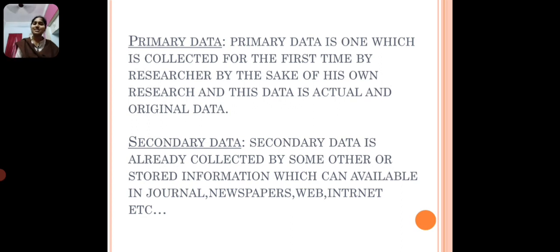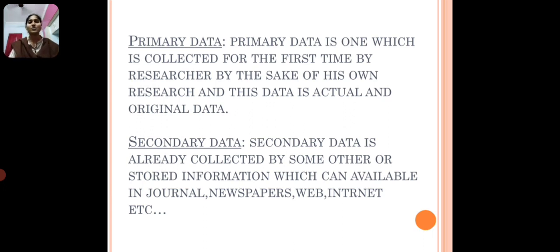Okay, the secondary data, whereas, is already collected data by some other person, or stored information which can be available in general, journals, newspapers, web, internet, etc. The secondary data is nothing but which is already available, which is collected by some other person, and which we are taking for our analysis, for our calculations. So this is the main difference between primary and secondary data, and what primary data means and what secondary data means.